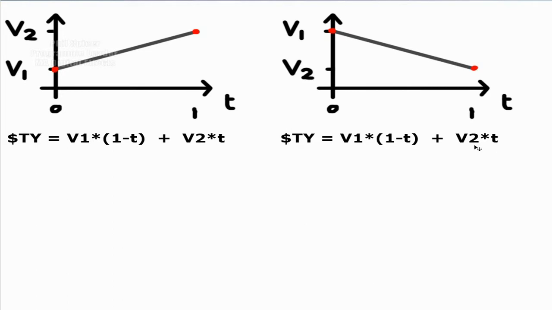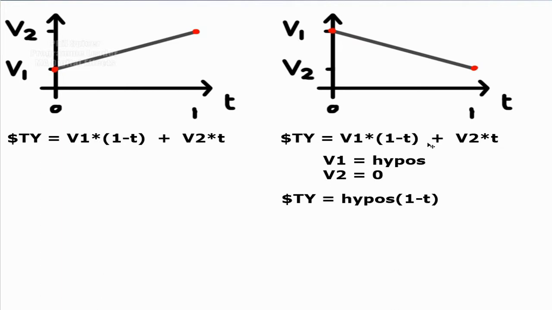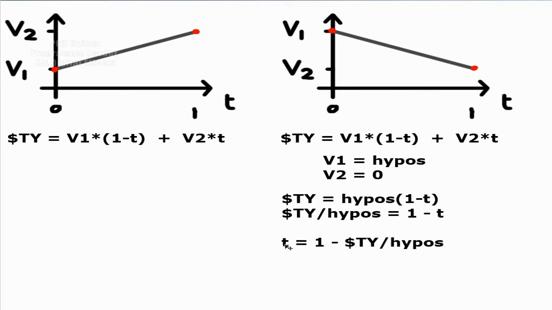Okay, so again we start with the same thing. Like I said, we know value 1, which is the highest y position, and the second one, which is 0. So it's going to go from highest y to 0. We're going to start solving this little equation so we can find t. Fill in 0, this falls away, and then start solving it further. Bring the highest y position to the other side, and then finally we find out what t is. So t is equal to 1 minus $ty over the highest position.